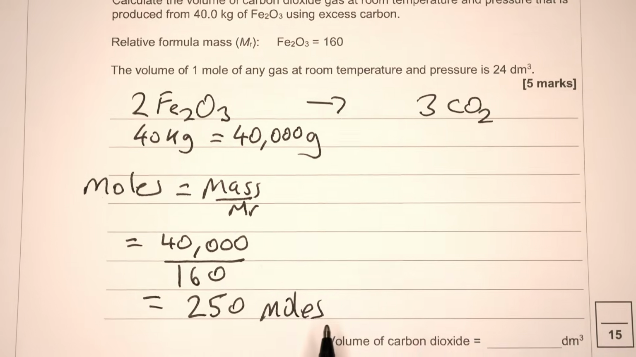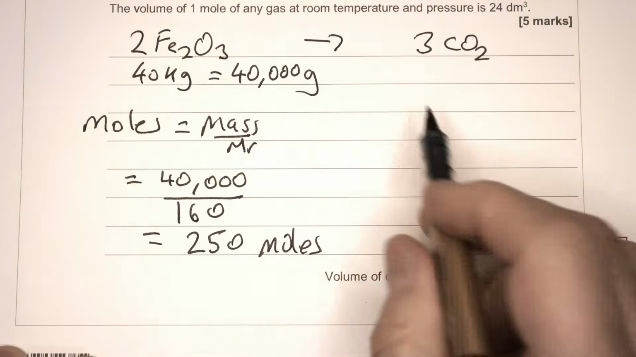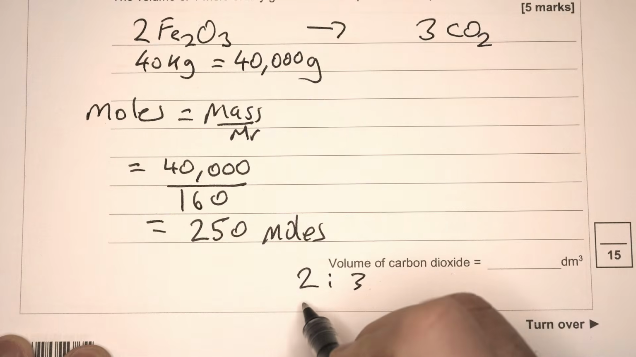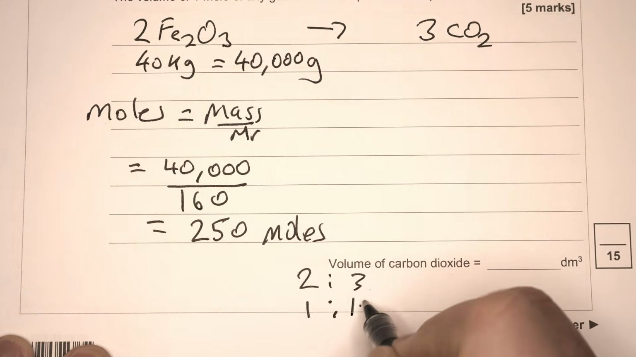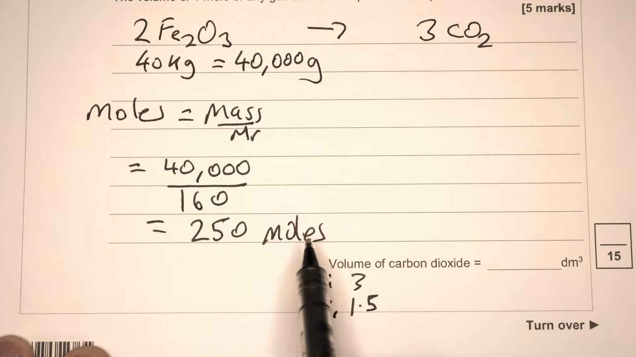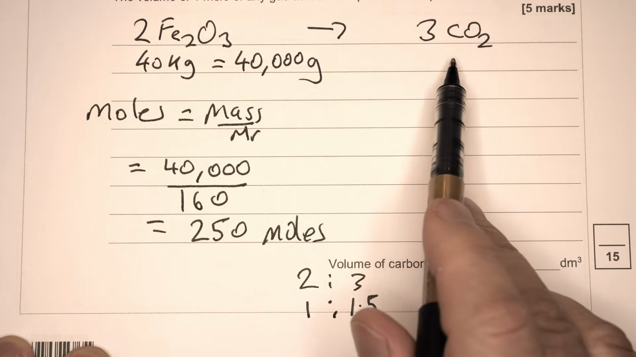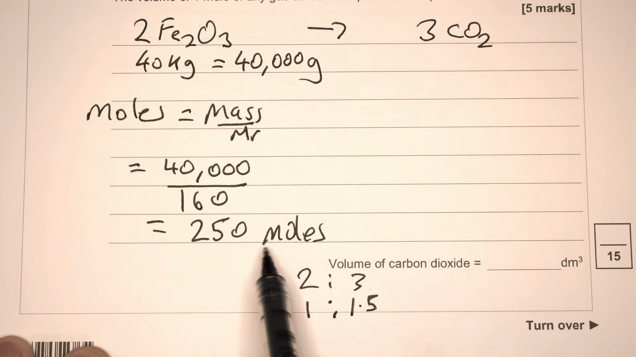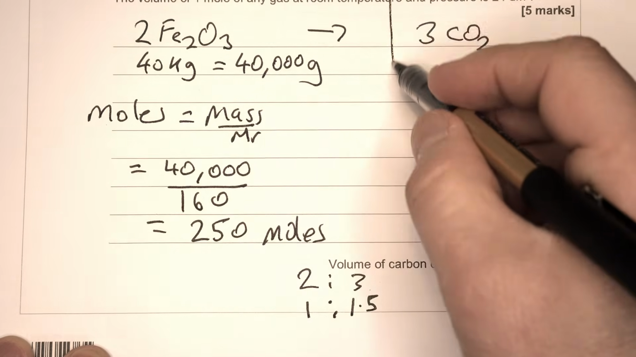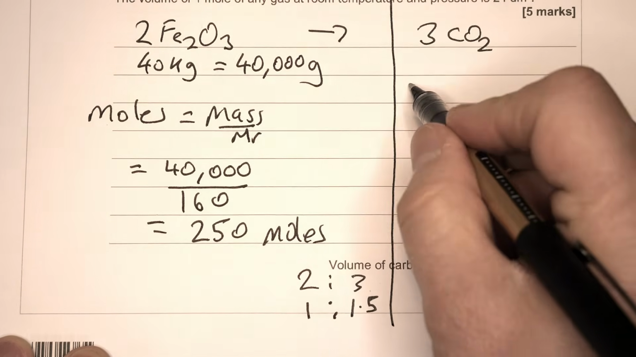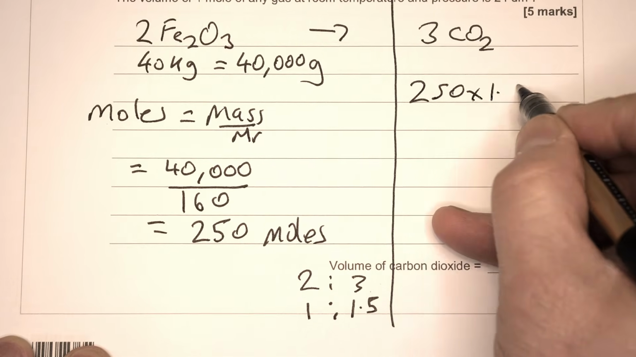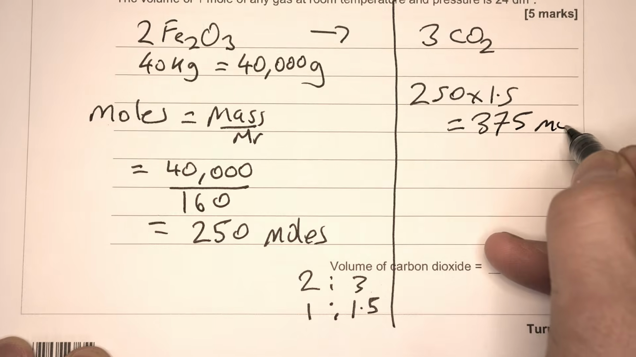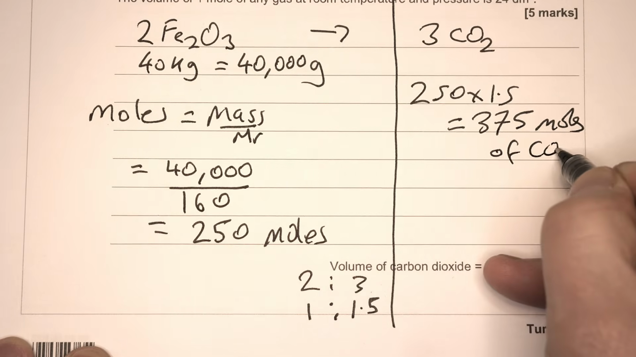Now we've got to remember the ratio is 2 to 3. So if we divide it by 2, that becomes 1 to 1.5. So the number of moles of this is 1.5 times more than the number of moles of this. So we've got 250 moles of Fe2O3. So that tells us if we times that by 1.5, we're going to get 375 moles of CO2.